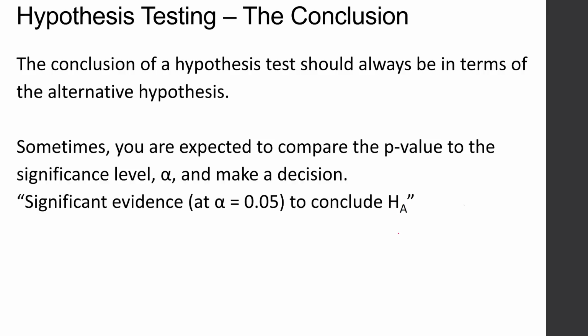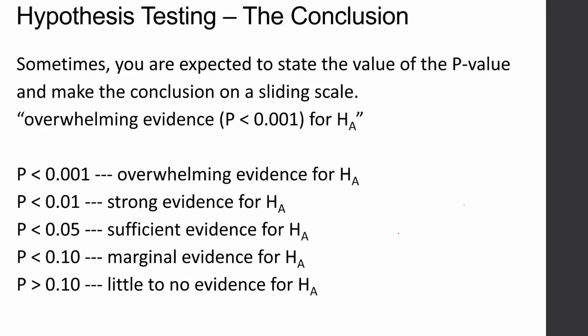All right, and now the conclusion is going to be in terms of the alternative hypothesis. Sometimes you're expected to compare the p-value to the significance level alpha and make a decision, like significant evidence at alpha equals 0.05 to conclude the alternative hypothesis. But sometimes you're expected to state the value of the p-value and make the conclusion on what I call a sliding scale. Some loose cutoffs for how strong your words should be when you're doing it this way are a p of less than 0.001 is overwhelming evidence for the alternative.